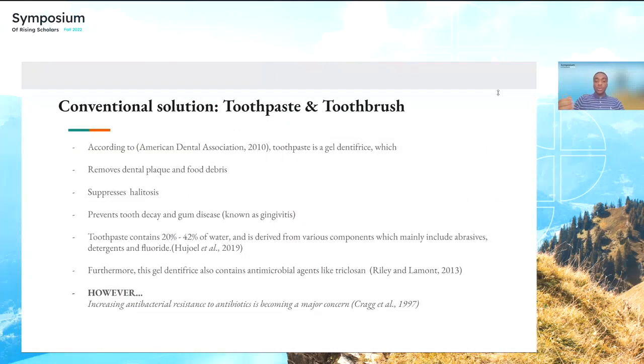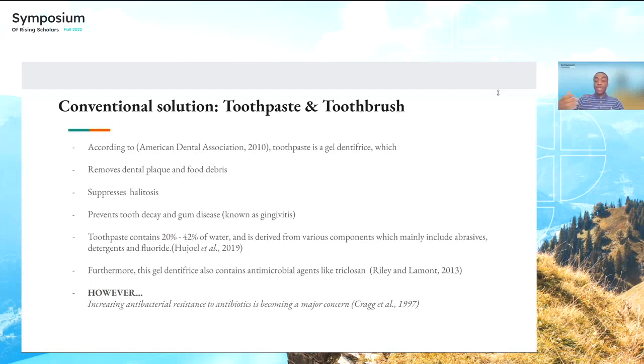So the conventional solution, the solution we're all aware of, is the use of toothpaste and toothbrushes. According to the American Dental Association, toothpaste is a gel dentifrice, which essentially removes dental plaque and food debris, suppresses halitosis, which is essentially just a condition characterized by foul-smelling breath, and it prevents tooth decay and gum disease. And essentially, toothpaste contains about 20 to 42% water and is derived from various components, which may include abrasives, detergents, and fluorides.